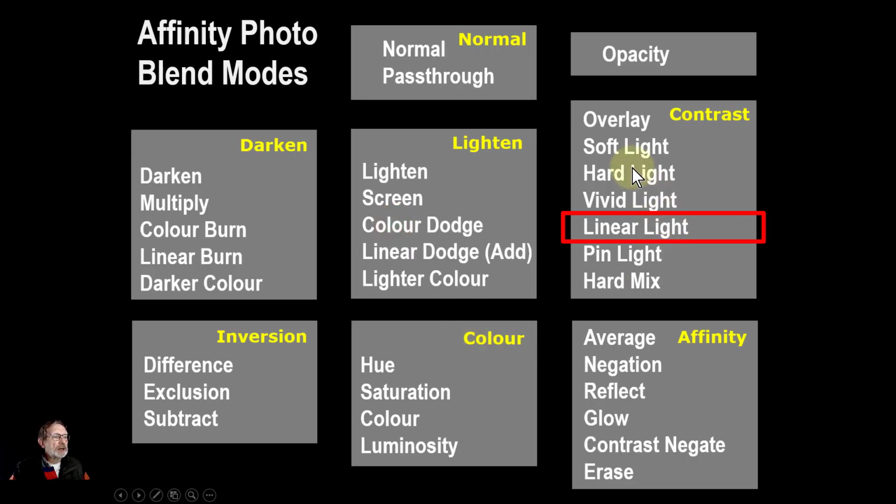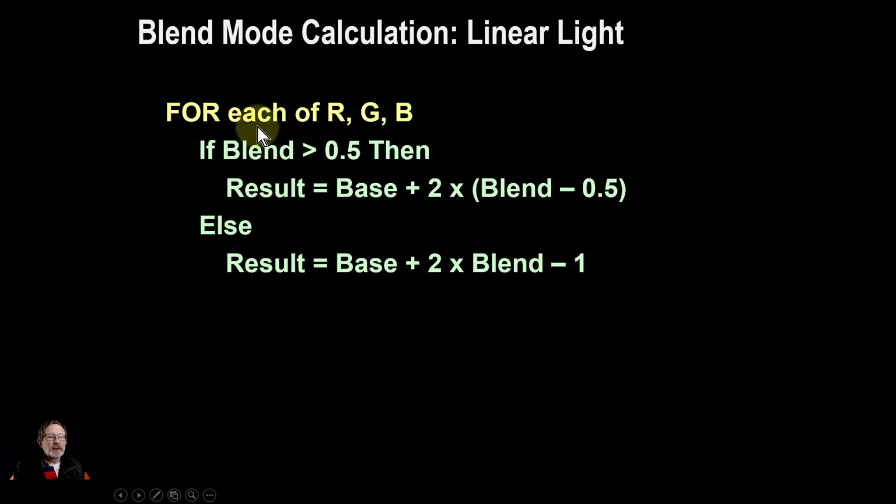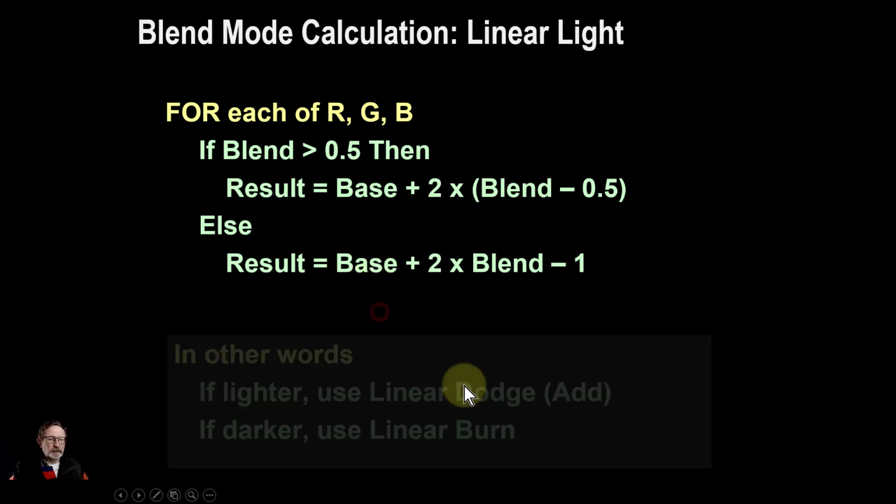The linear light blend mode is the fifth in the contrast group, and it makes use of the linear burn and the linear dodge, which is also called, including in Affinity Photo, add. The formula looks like this. Don't worry about it, because I'm going to go through this in the calculations video, which you can easily skip if you're not into that sort of thing.